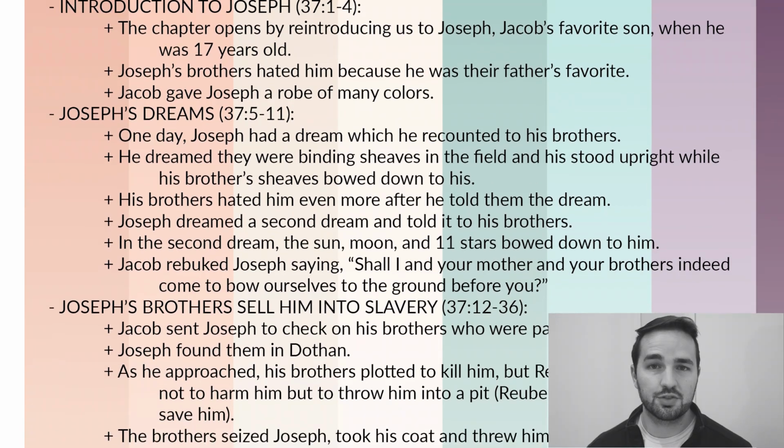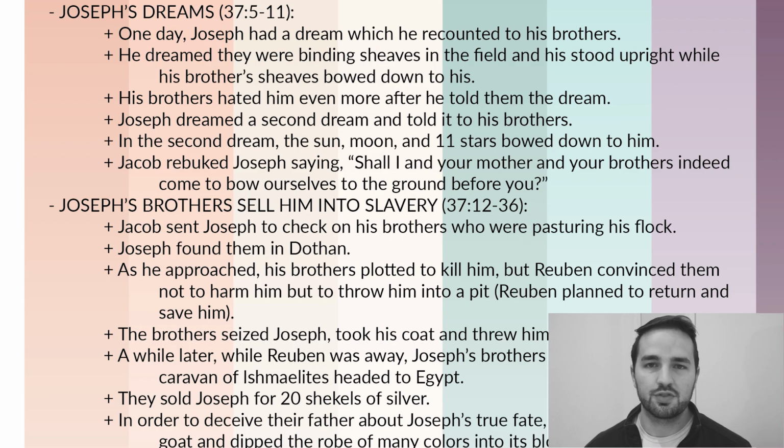Joseph's brothers hated him because he was the favorite. And we're told that Jacob gave Joseph a special coat or a special robe that was made out of many colors. In the next section, verses 5 through 11, Joseph's dreams are recorded, and he tells those dreams to his family, which may not have been the best idea.